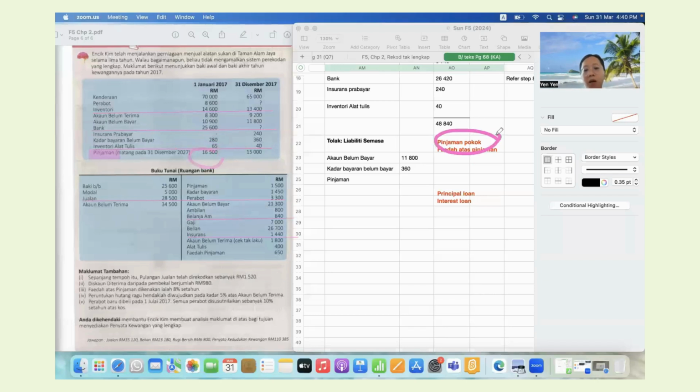Pinjaman pokok means the amount you borrow. Faedah means interest. Like the banks, of course they will charge you interest, like when your parents purchase a car or house.